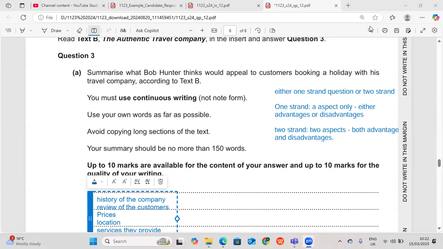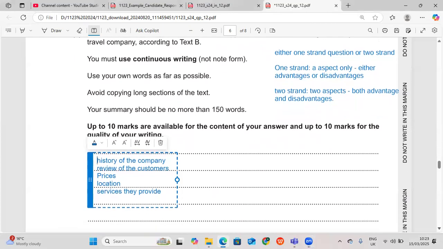We're being asked to write only about something that could appeal to customers to book a holiday with his travel company. The summary should be written in a way that the reader does not have access to the original text, so you should cover all the points according to the question.